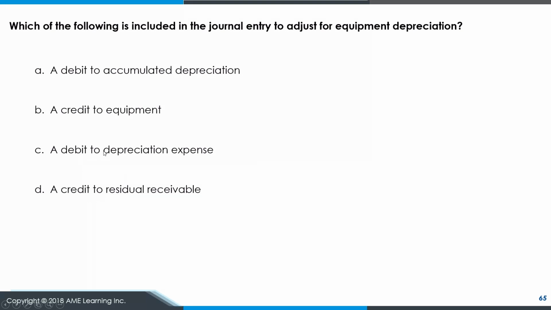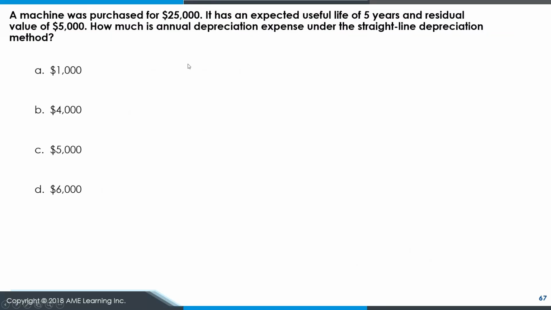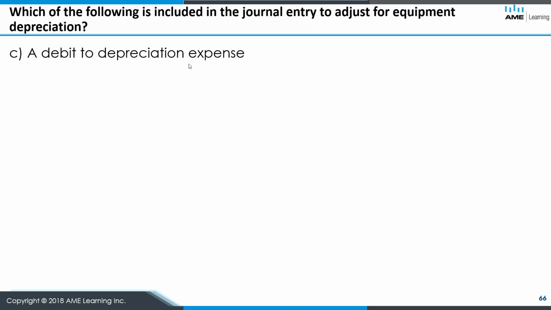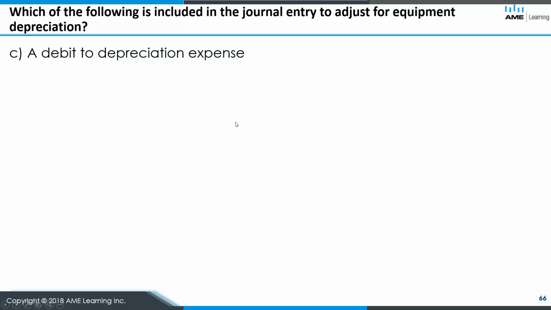And so here we see C gives us a debit to depreciation expense. Debits are increases to expenses. So C will be our answer there. And the reason that I was alluding to that, wasn't the answer is because we do increase accumulated depreciation, but a debit would be a decrease. So it would be a credit to accumulated depreciation and a debit to depreciation expense.